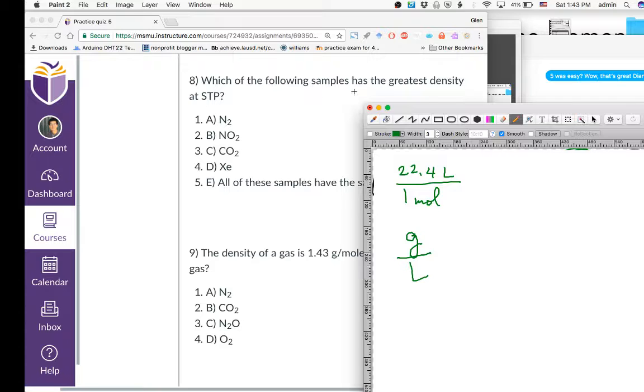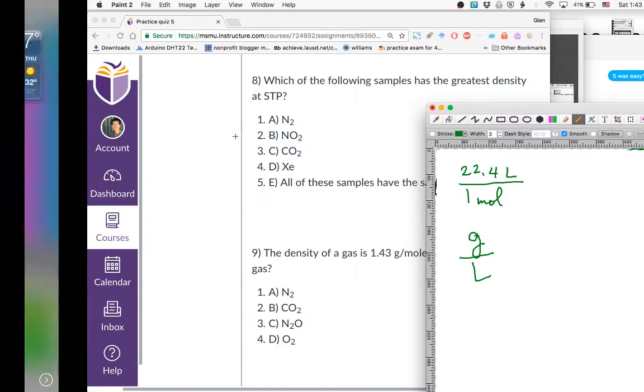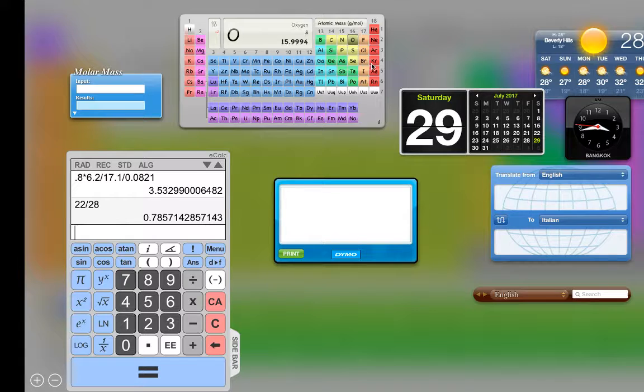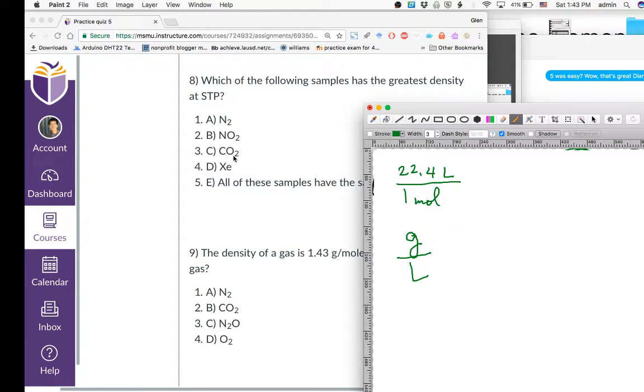So which one is going to have the greatest density at STP? Well, let's have a look at the periodic table. See, xenon here is 131 grams per mole. I know that carbon dioxide is 44 grams per mole. I know that nitrogen dioxide is maybe 46 grams per mole. And nitrogen is 28 grams per mole. So this one is the heaviest one, grams per mole. The molar mass of xenon is the highest.